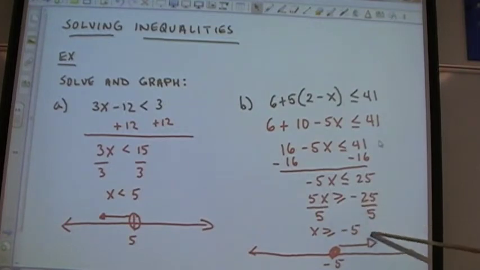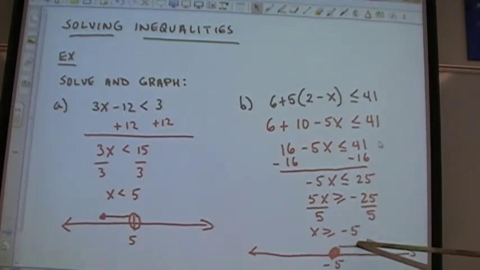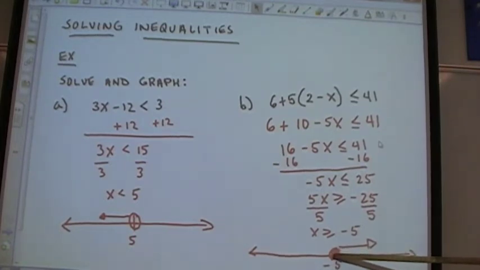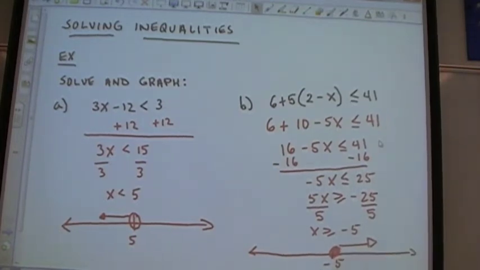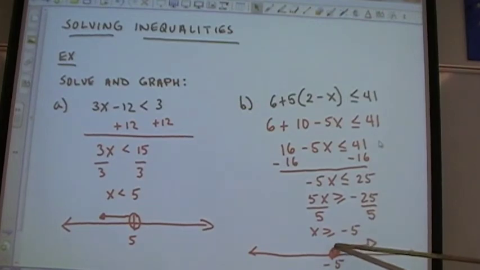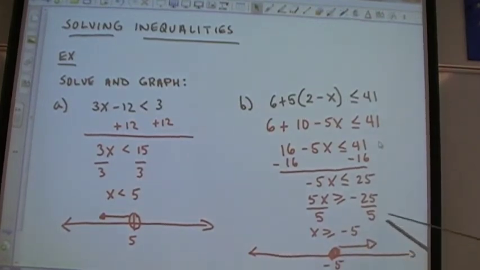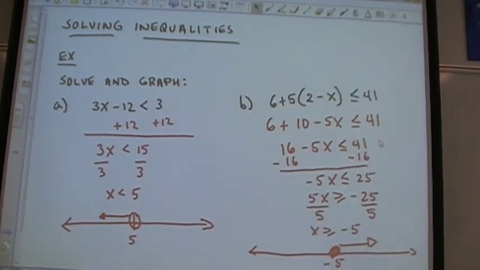Then just divide by 5. X is greater than or equal to negative 5. Since there's an equal to sign there, it's a closed circle because we're including negative 5. And greater than means everything to the right. So every number to the right of negative 5 would be a solution to this inequality.